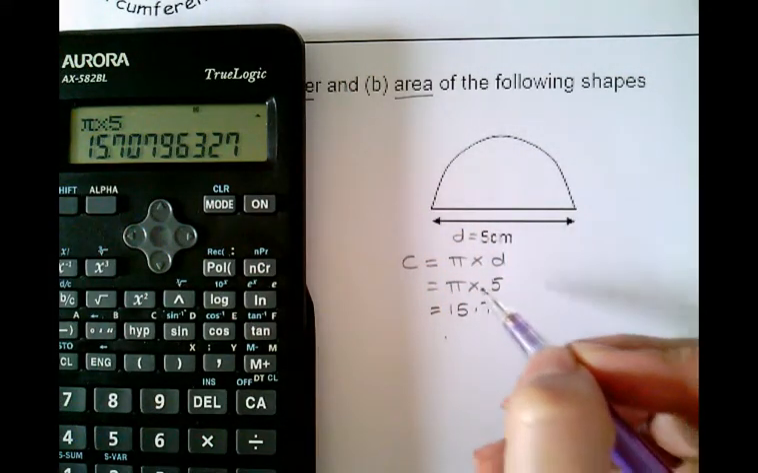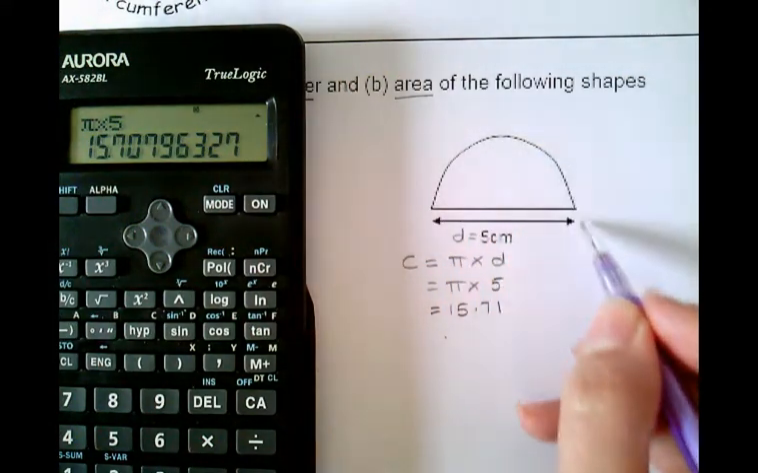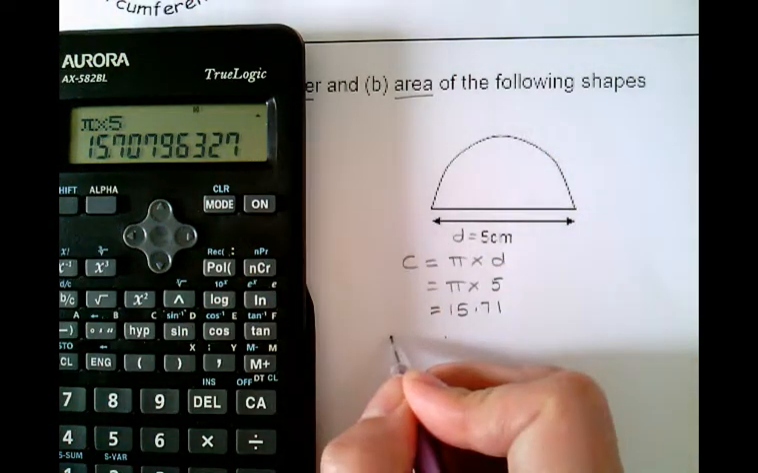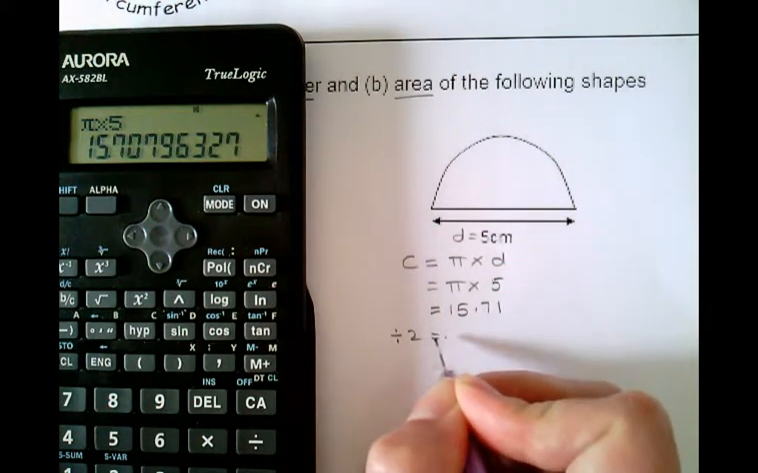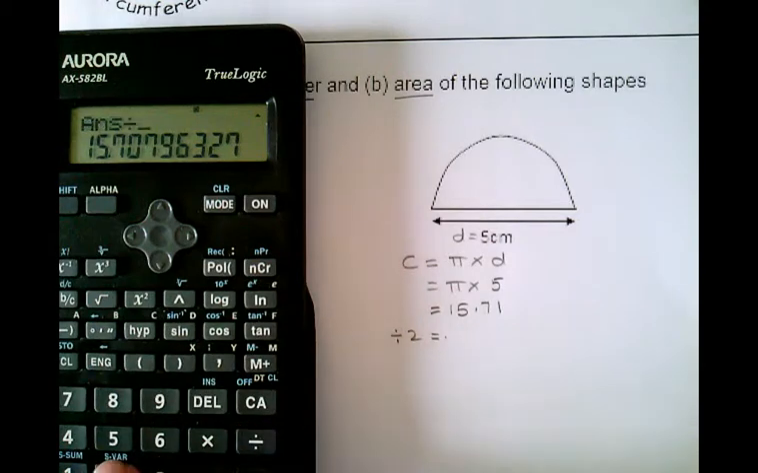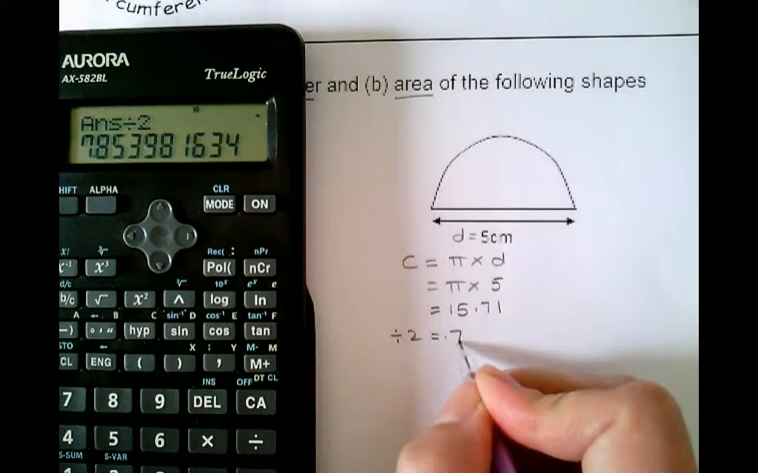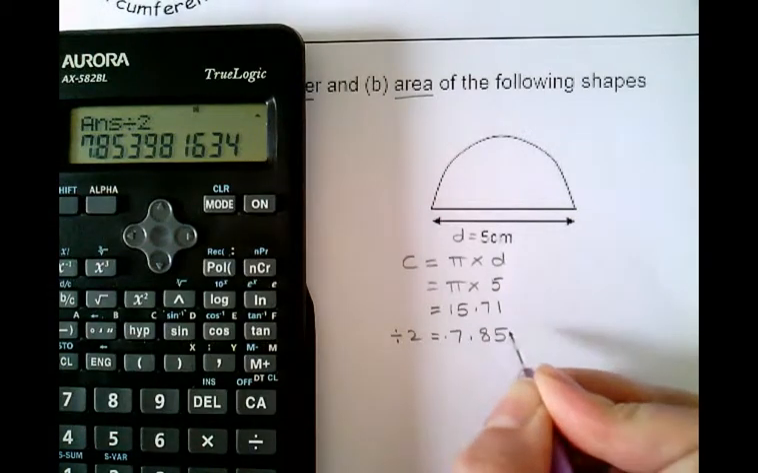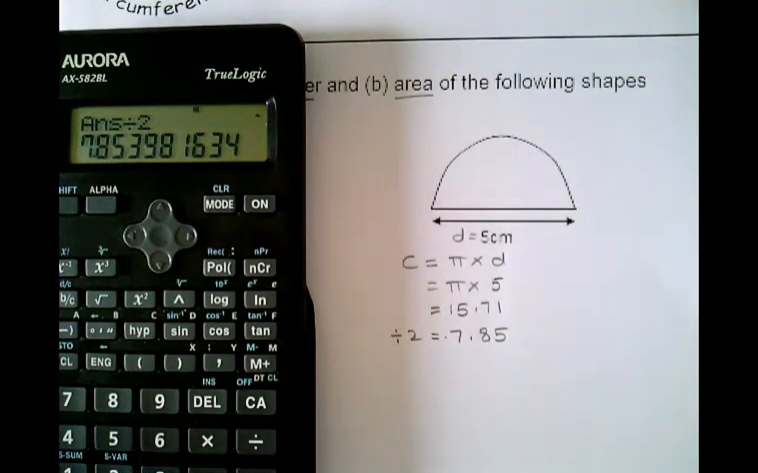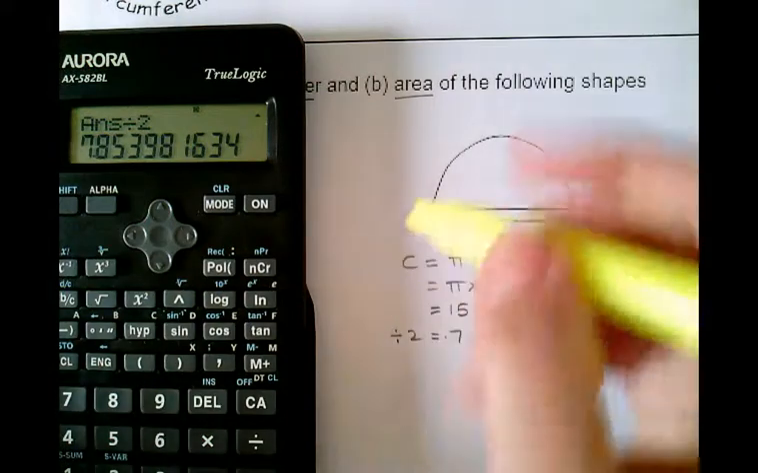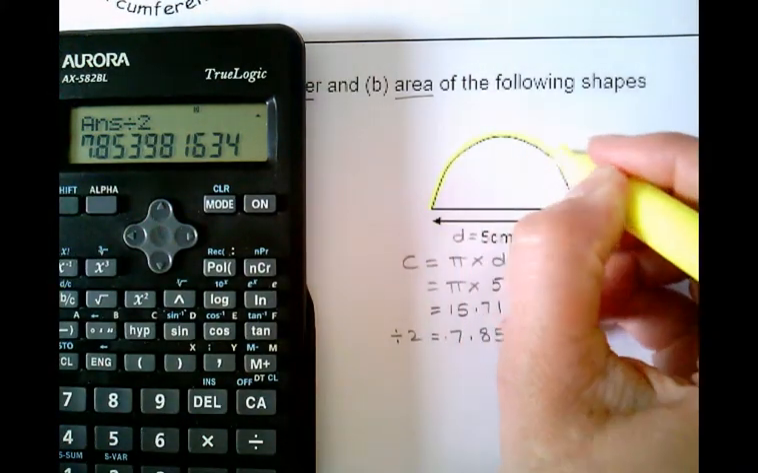a full circle, it's a semicircle, so I don't want the full curved bit. So what you would do now is divide that by 2 because it's a semicircle. So divide by 2 gets you 7.85. So what we found now is the distance around the curved bit of the shape.